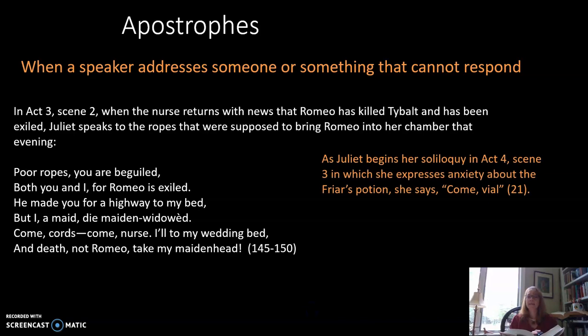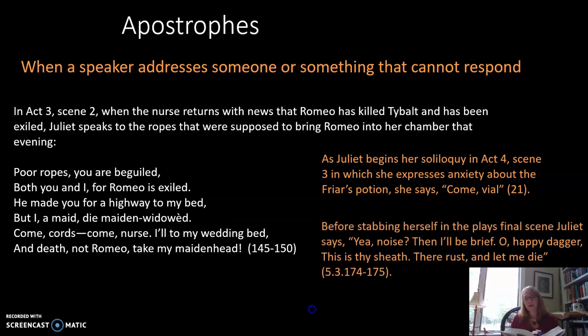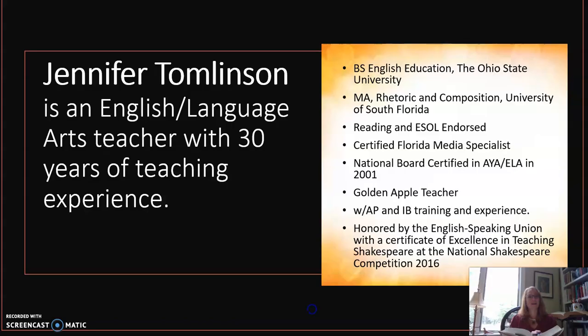Also, as Juliet begins her soliloquy in Act 4, Scene 3, in which she expresses anxiety about the friar's potion, she says, come, vial. Or before stabbing herself, she talks to the dagger. She says, yea, noise? Then I'll be brief. Oh, happy dagger, this is thy sheath. There, rust and let me die. And then, of course, famously thrusts it into her gut.